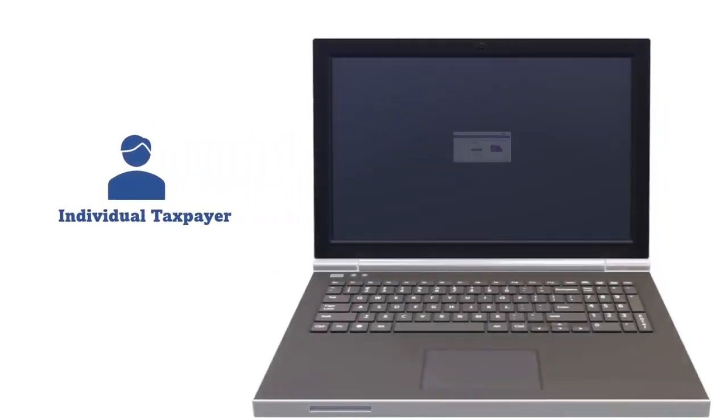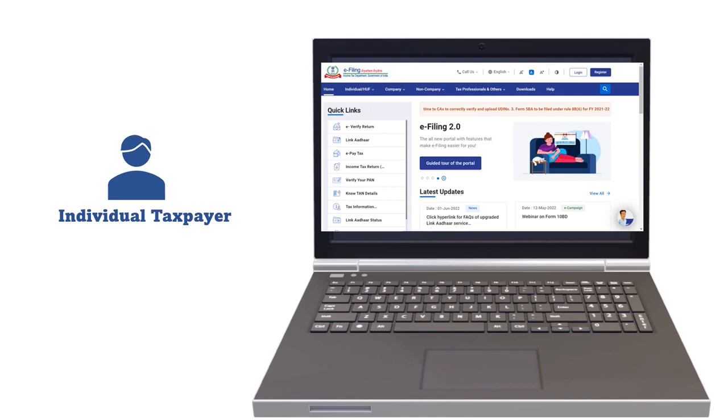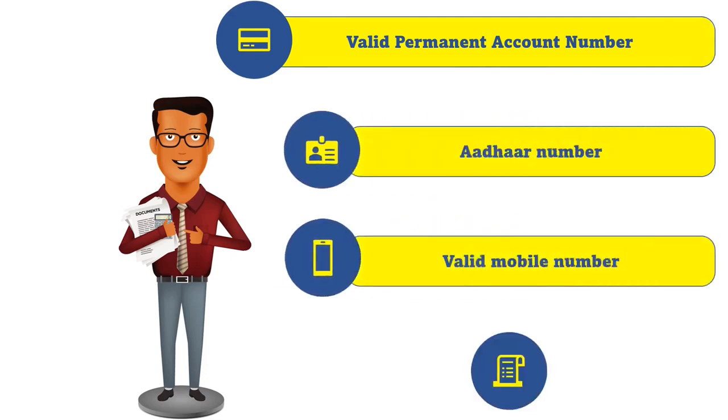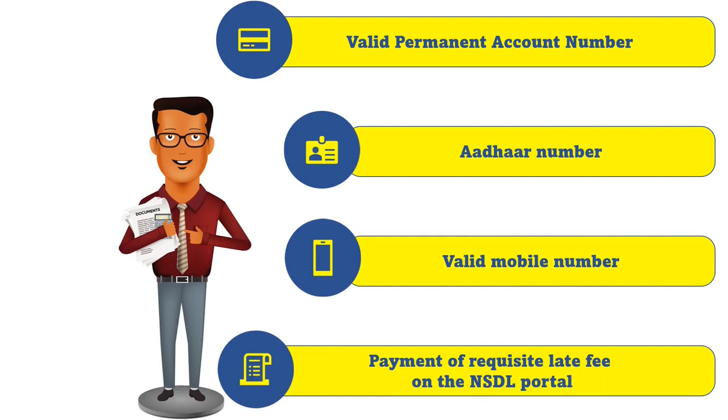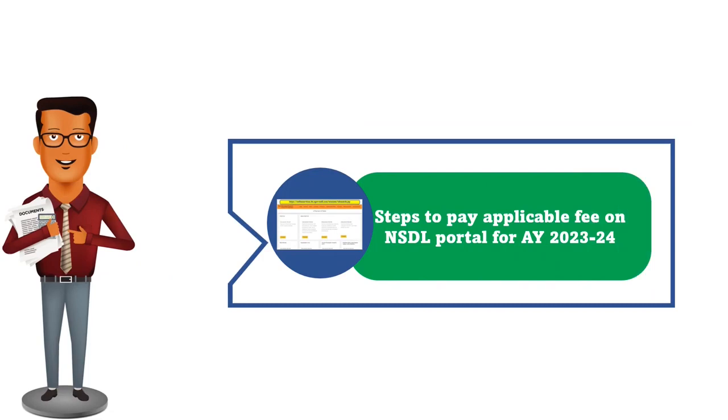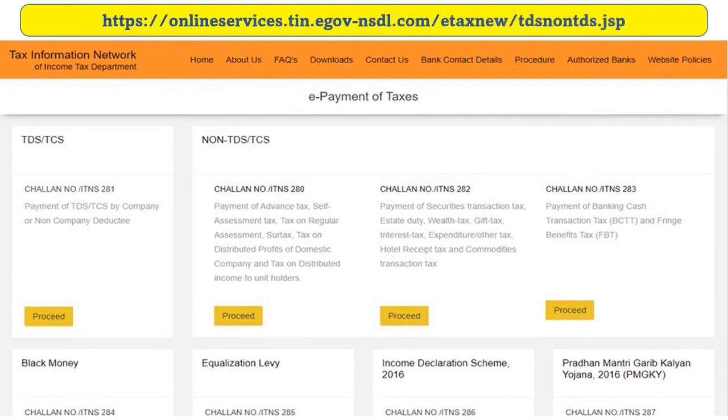The Link Aadhaar service is available to individual taxpayers whether they are registered or not registered on the e-filing portal. In order to access this service, you should have a valid PAN, an Aadhaar number, a valid mobile number, and you must have paid the requisite fee on the NSDL portal. Let us now see step by step how do we make the payment of applicable fee on NSDL portal and how do we link the Aadhaar with PAN.